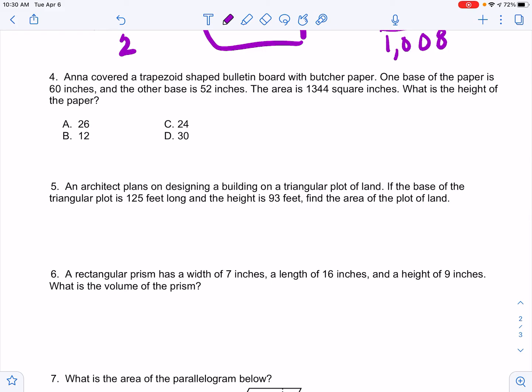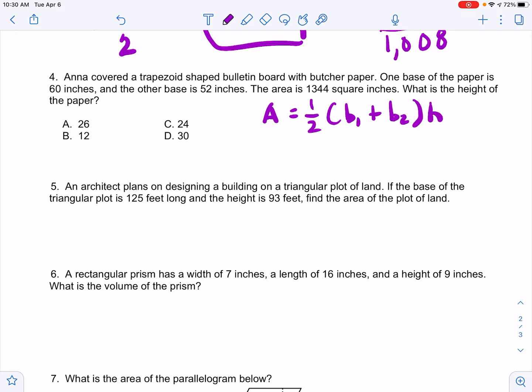Anna covered a trapezoid-shaped bulletin board with butcher paper. So we're looking at a trapezoid. You need to look at your star sheet. Area is equal to 1/2 times base 1 plus base 2 times the height. We're going to want to go ahead and substitute in the data that they've given us.